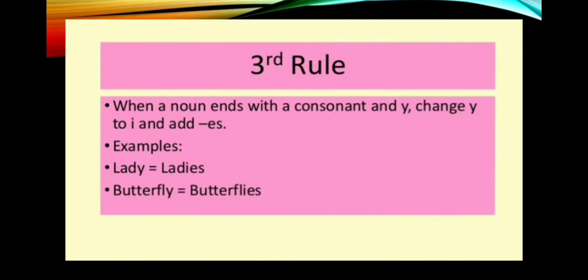Now let's see some more examples. Puppy, puppies. Kitty, kitties. Daisy, daisies. Canary, canaries. Bunny, bunnies. Guppy, guppies.